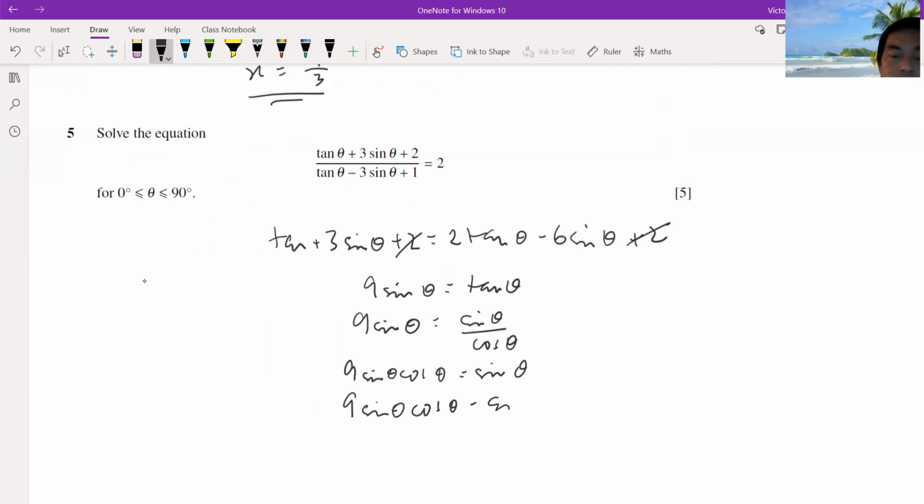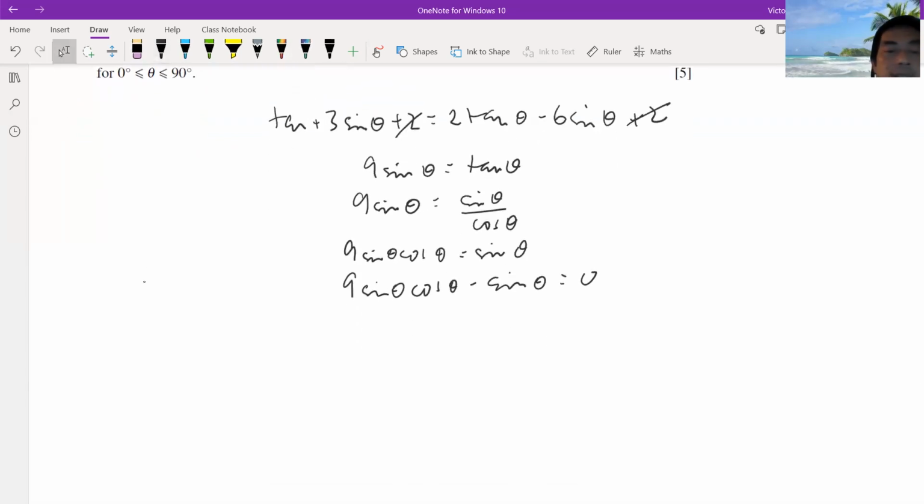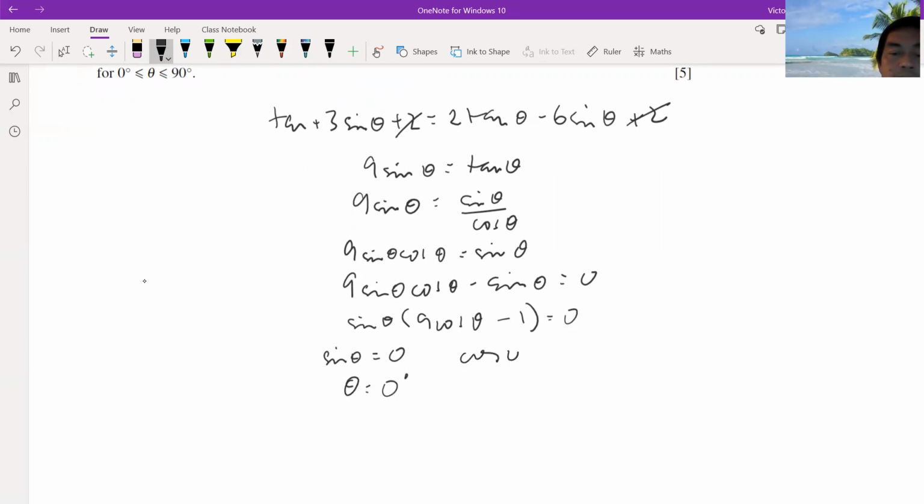Minus sine theta. Now you're not supposed to divide by sine theta and cancel. You'll be short of a solution, as you'll see later. sine theta times (9 cos theta minus 1) equals 0. If you divide by sine theta, you will not have this solution. Sine theta equals 0, or theta equals 0 degrees. Cos theta equals 1 over 9. Theta equals cos.